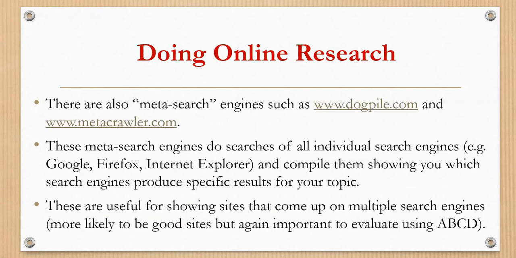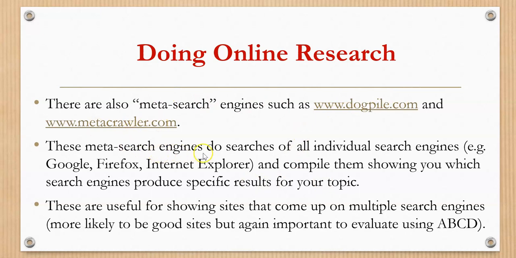Another thing that's important to know is that there are also meta search engines, and these can be very helpful if you tend to default to one specific search engine like Google most of the time. Other search engines may produce different results that will be just as good and equally valid. So rather than taking the time to go to each of those search engines, Google and Firefox and Bing, or whichever ones you want to use, you can also use a meta search engine, which will search all of the individual search engines. And you can see I've listed a couple there, dogpile.com and metacrawler.com.